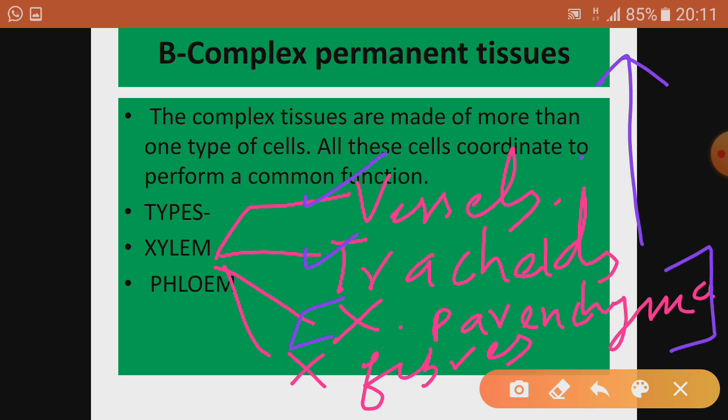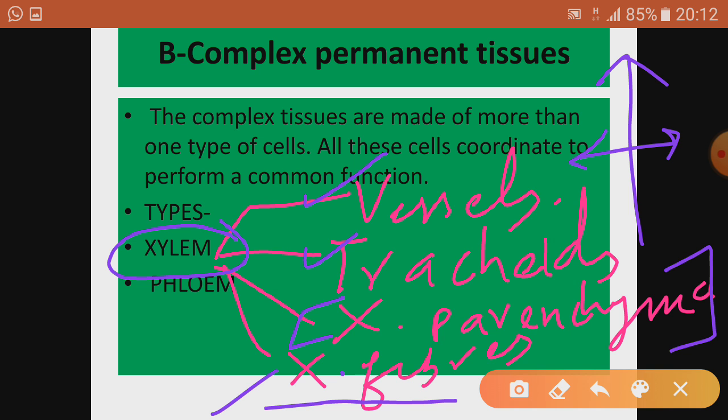Then xylem parenchyma, it also helps in the conduction of water, but not in the longitudinal conduction, it helps in the lateral conduction of water, sideways. And xylem fibers give the strength, the mechanical support to the plant, just like sclerenchyma. Sclerenchyma also gives the mechanical strength. Same way, xylem fiber is responsible for the mechanical strength. So all four types of cells are performing functions in a coordinated manner. As a team they are working, and they are part of xylem only.